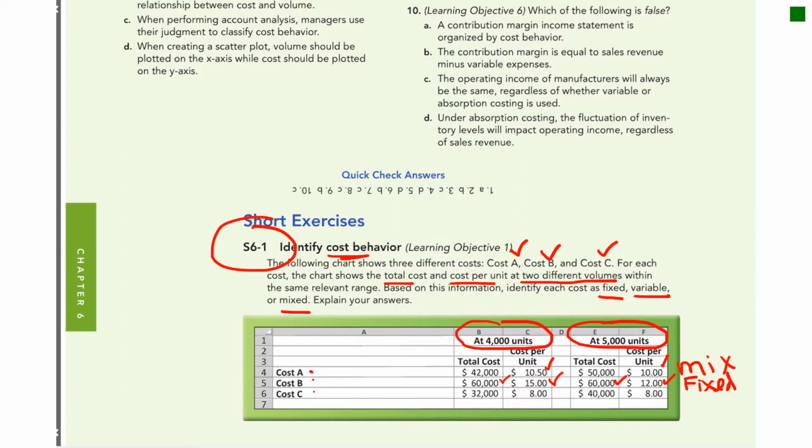Now, the last one, cost C, you've got 32,000 versus 40,000. So you notice that's looking like a variable cost. And then go to the per units. If the per units stayed the same, which they did, we know that that's going to be a variable cost.